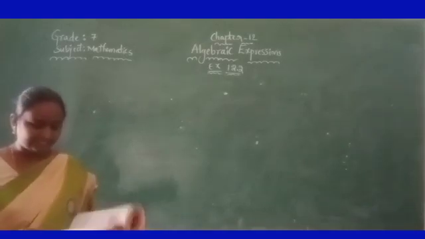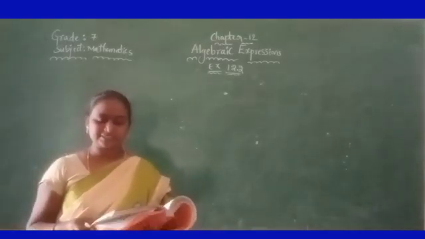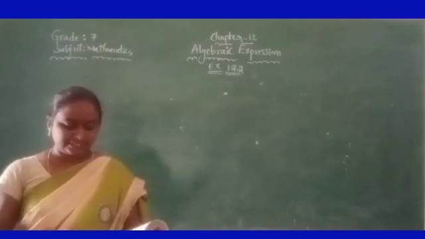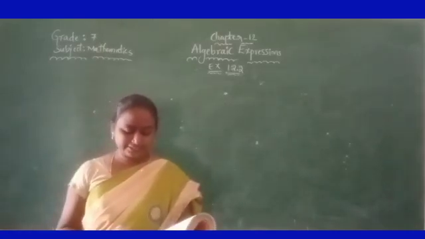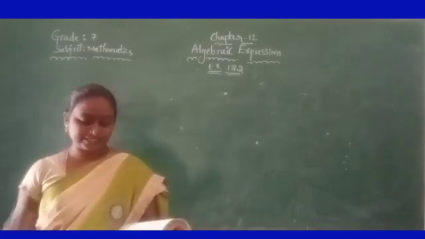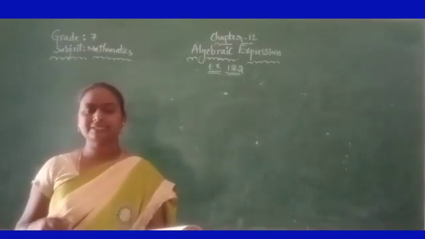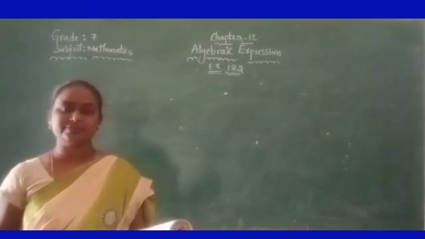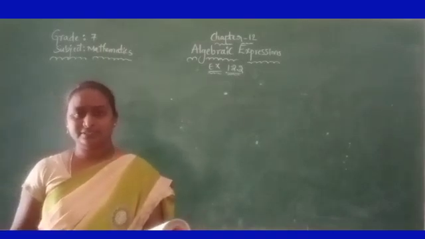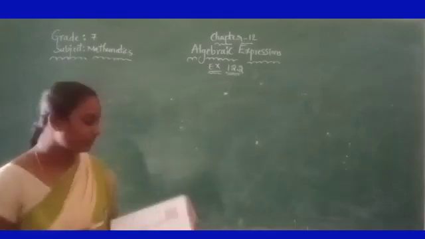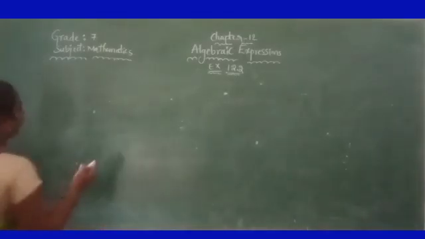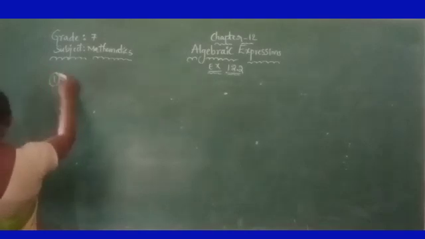Take your textbooks. Open page number 239. Exercise 12.2, first question: Simplify combining like terms. Like terms means the same algebraic factors. Here we have to add. Combining is nothing but addition. So, combining the like terms.